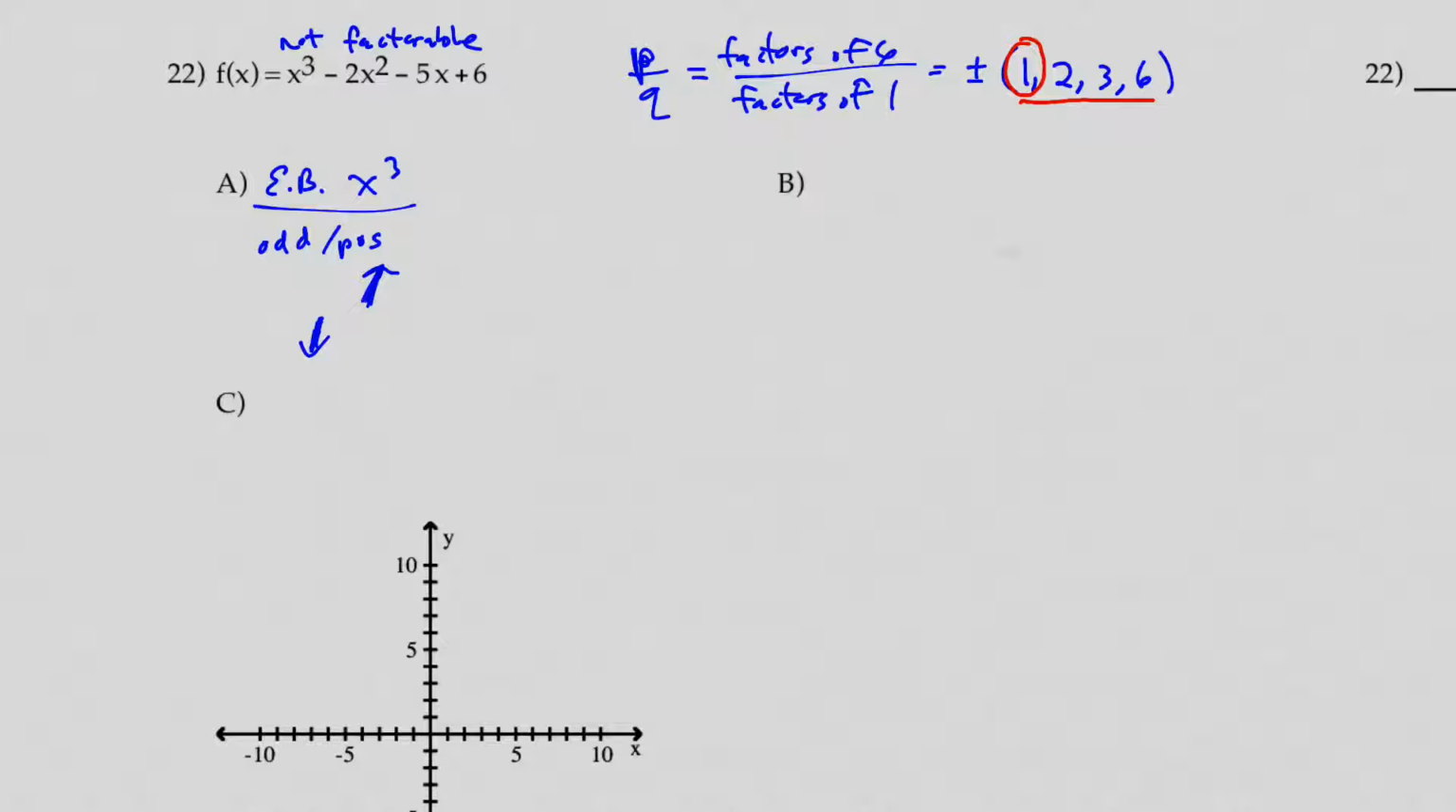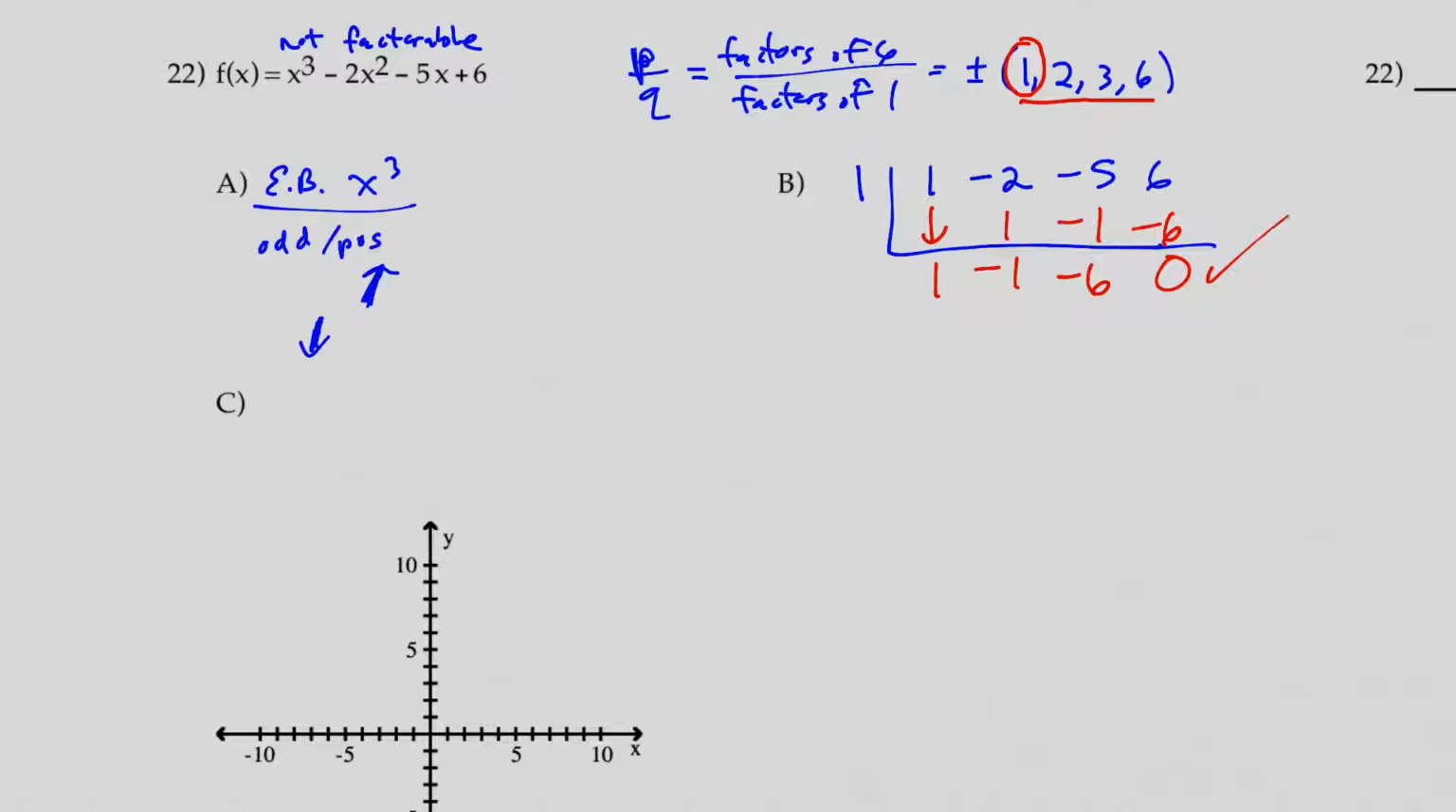All right, so let's go ahead and try positive 1. And we're not missing any terms, so we're going to put 1, negative 2, negative 5, and 6. And hopefully we get a 0 at the end for our remainder. So let's go ahead and start. 1 times 1 is 1. That's going to be negative 1. Negative 1 times 1 is negative 1. It's negative 6. And yes, it works.